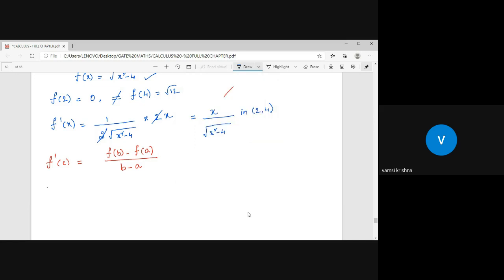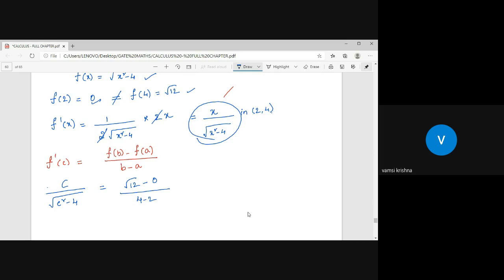So f dash of c. Here f dash of x is available, so from this, write down f dash of c. So c by square root of c square minus 4 is equal to f of b minus f of a by b minus a. F of b, the answer I got, is root 12. Root 12 minus 0, f of a is 0, divided by b minus a. B minus a means the interval 2 comma 4, so 4 minus 2.